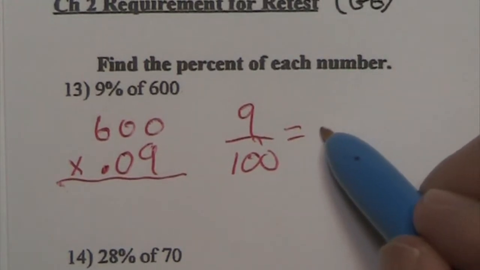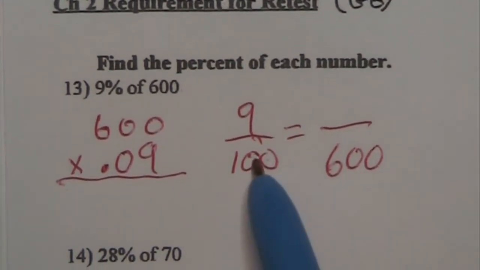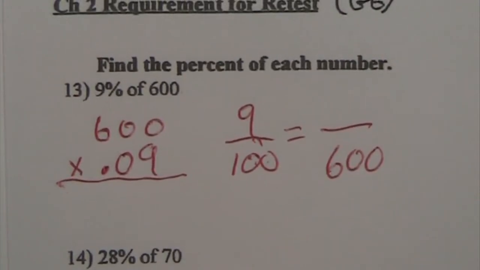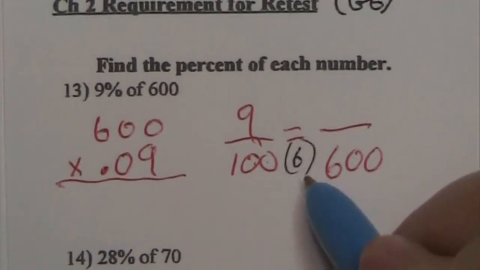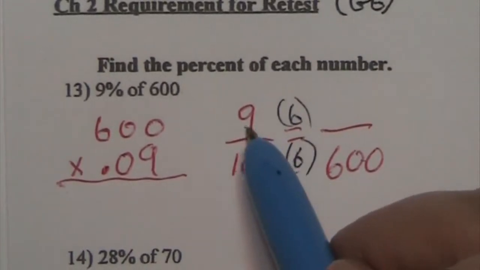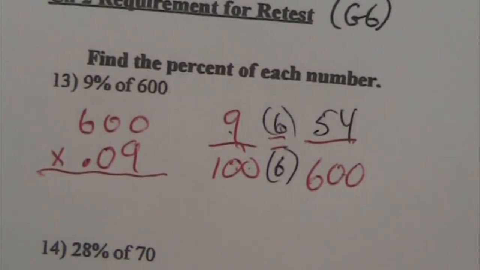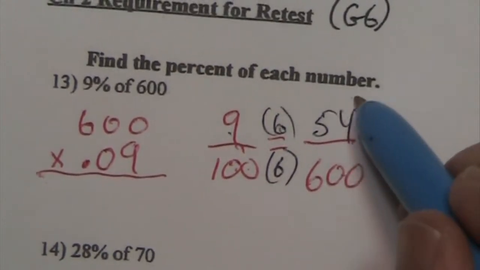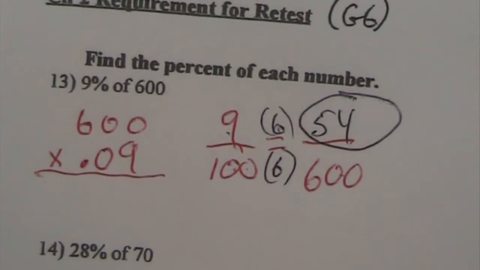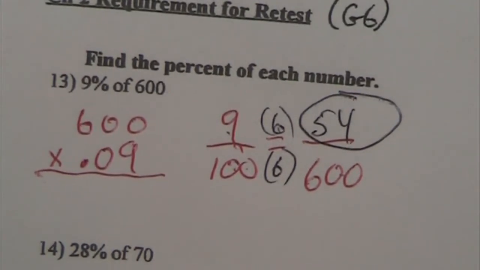And we want to know how much is that out of 600. Well, it's 100 times 6 is 600. I'm just going to scale it up. So 9 times 6 is 54. So the answer is 54. 9% of 600 is 54.